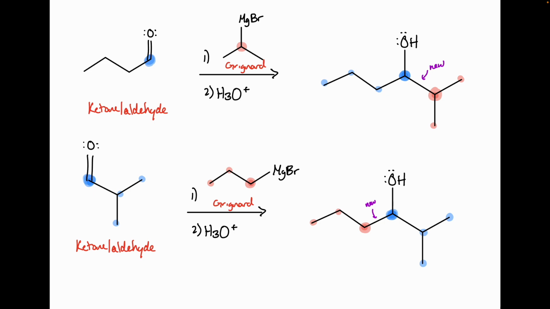Cool. So Grignards, we're going to see them with a lot of functional groups. They react with all of our functional groups that contain carbonyls. We're going to spend a lot of time on not only aldehydes and ketones, but also esters and carboxylic acids and all these other functional groups that contain carbonyls. All right, what we're going to do now is move on to a new type of reaction, called oxidation-reduction reactions.